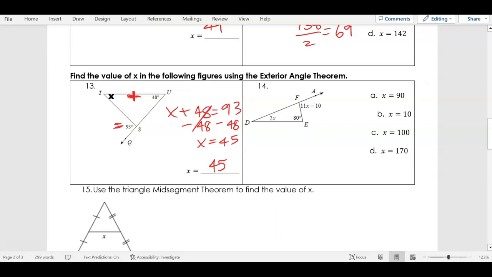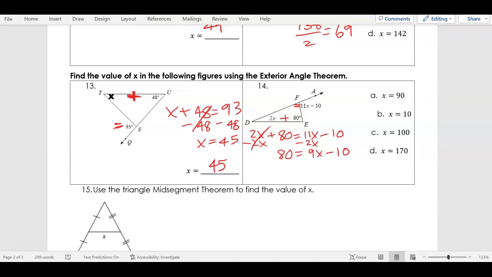Same thing over here. Inside plus inside equals the outside. So 2x plus 80 equals 11x minus 10. Cool. Now, got to solve this. X is on both sides, so we get rid of the smaller x. Minus 2x, minus 2x gives you 80 equals 11 minus 2 is 9, 9x minus 10.